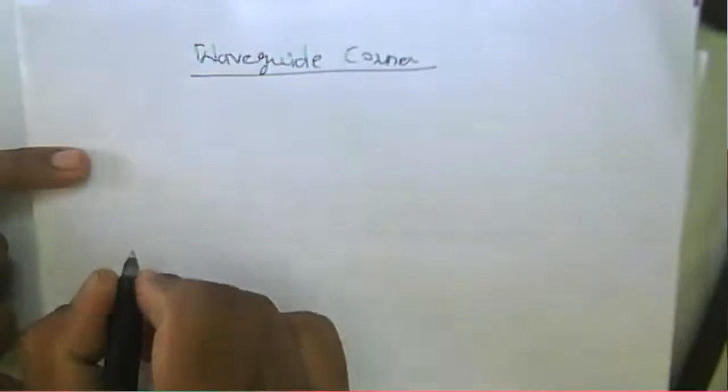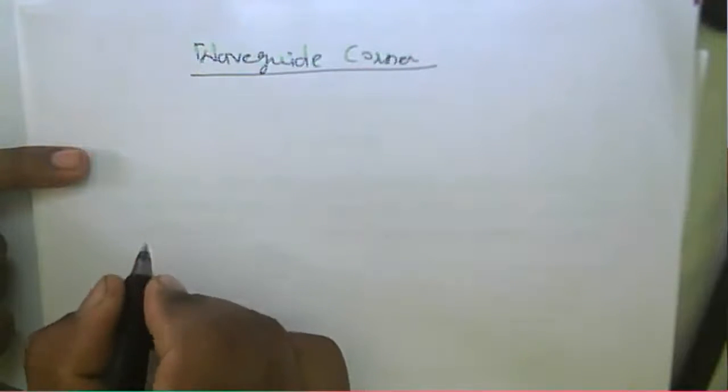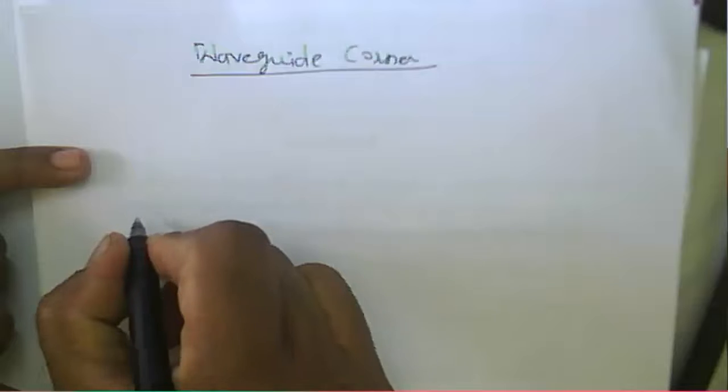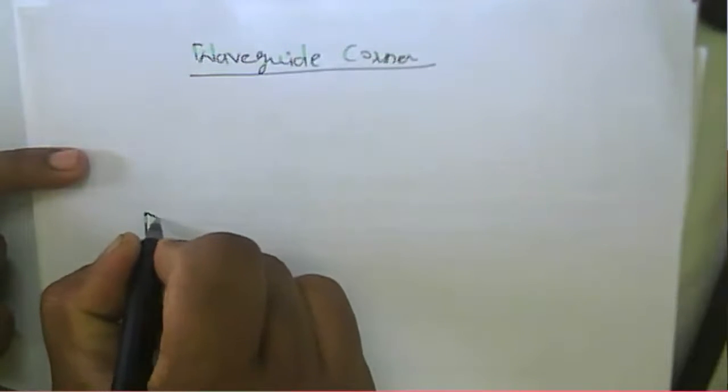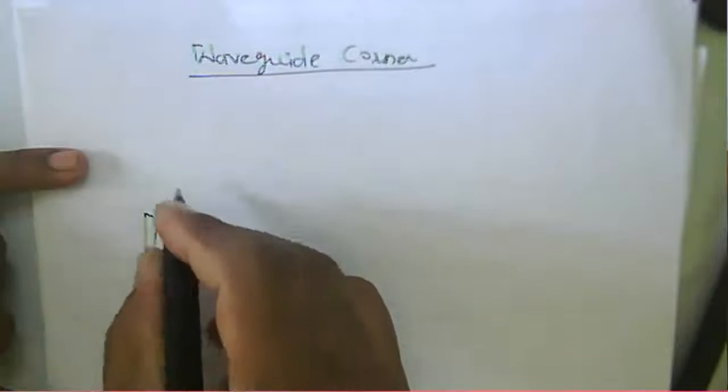Similarly, we will learn about the waveguide corner. In a waveguide corner, what happens? Again, the same thing is there. We have an electric field component there. This is nothing but your waveguide now.